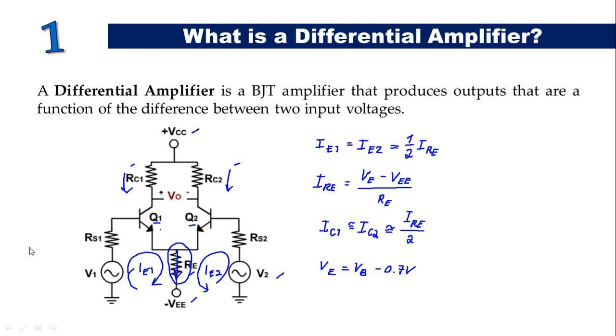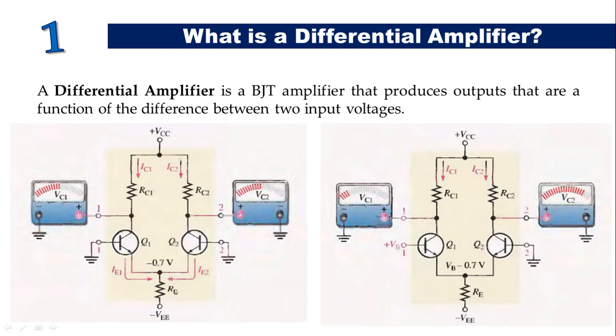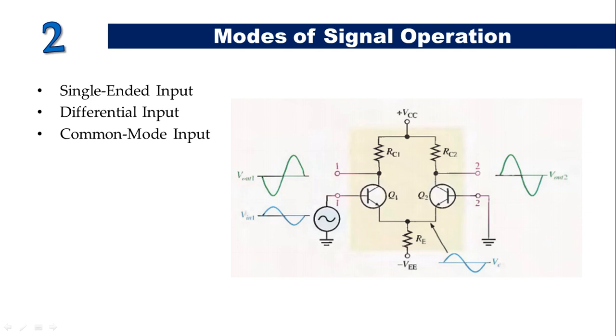Okay? So, anyway, ang pinaka-importante dyan is maintindihan natin yung operation ng isang differential amplifier. Okay? So, we have three common modes of signal operation ng isang differential amplifier. Okay? So, ano ba yung mga yon? So, una, we have the single-ended input. Yan. So, ano bang nangyayari dito sa single-ended input na to?